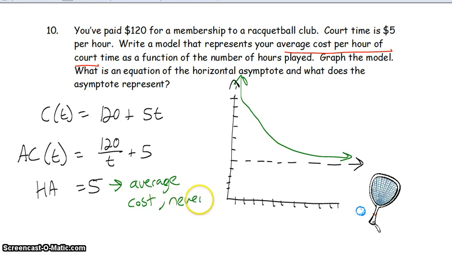And the reason why it will never hit it is because you have this initial $120. If it wasn't there and you just were paying $5 per hour, it would be an average cost of $5 per hour. But you have that extra $120. So that's why the average cost function looks like that.